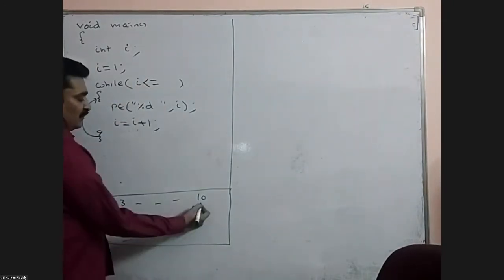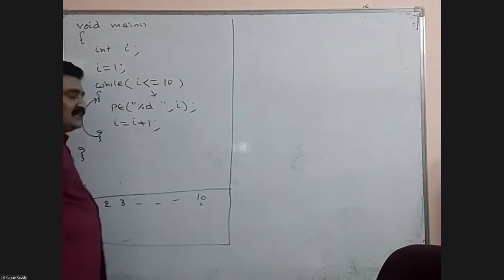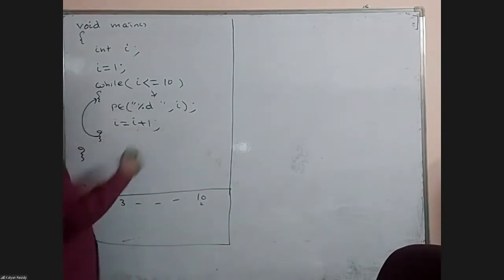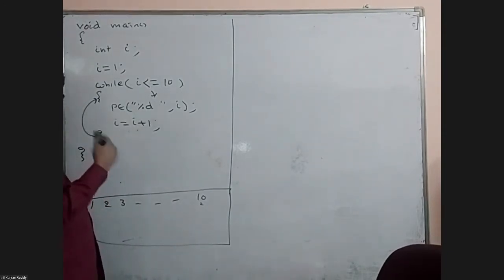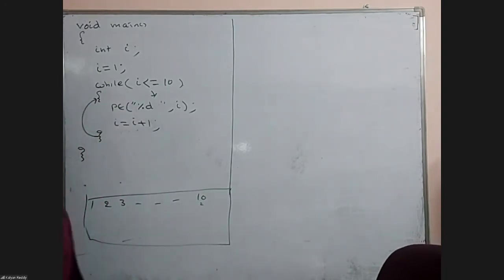The required last value needs to be 10. So I less than or equal to 10. The meaning of this is: I's initial value is 1, and until it is smaller than or equal to 10, keep on print and increment. Check it out. 1 less than or equal to 10, come inside, 1 printed. 2 less than or equal to 10, 3, 4, 5, 6, 7, 8, 9, 10. 11 less than 10 is false, so it falls out. So we get all numbers from 1 to 10.